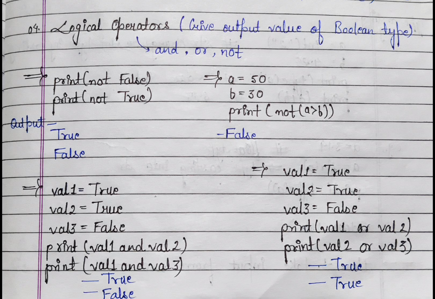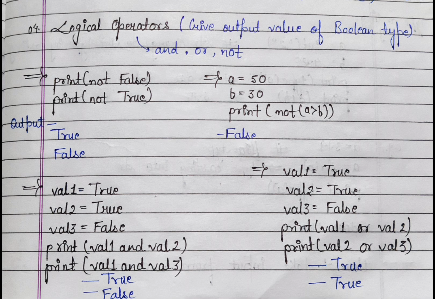A contains 50 and b contains 30, which means it is saying that 50 is greater than 30, which is correct. So the output of a greater than b will be true, as we have learned before that the output of relational operations are in Boolean data type. So a greater than b is equal to true. So now the line becomes print not true, and print not true will give the opposite of true, which is false. So the final output will be false.